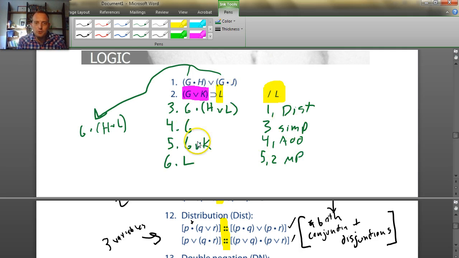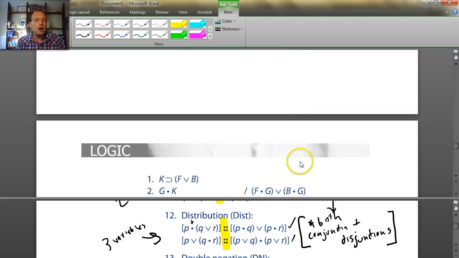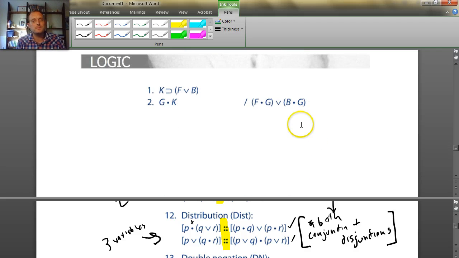Not a very difficult problem, but you can see it required me to do that distribution. Now I'm going to go over a couple strategies here. We'll do one more problem, then I'll go over a couple strategies that may help you in terms of figuring out when to do which problems. So let's do this problem here.